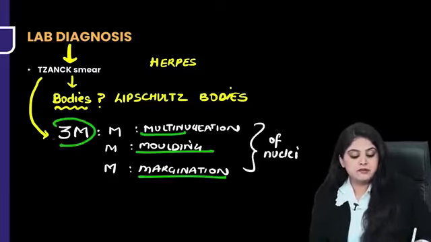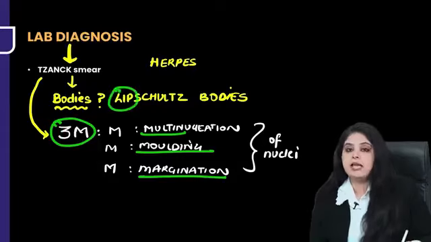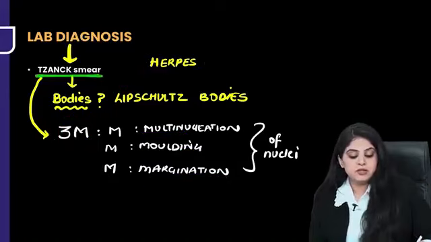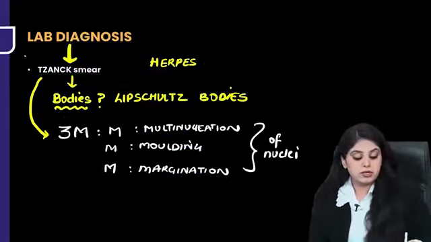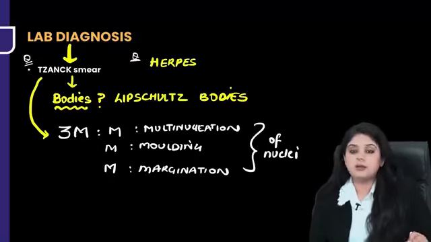So please remember, if we say 3 M's and we say the Leib-Schultz bodies, they are definitely talking about herpes. And what is the smear that you make for the herpes? You are going to make a Zank smear. Zank smear question has come a lot in NEET and FMG exams. You have to know this.